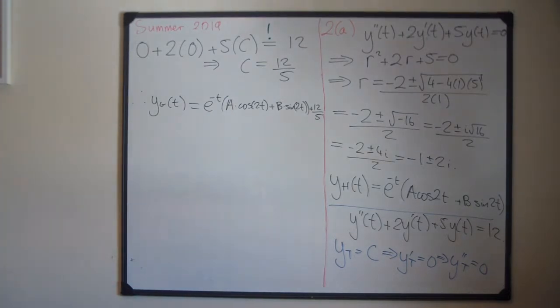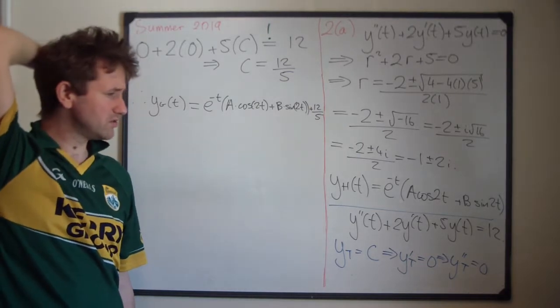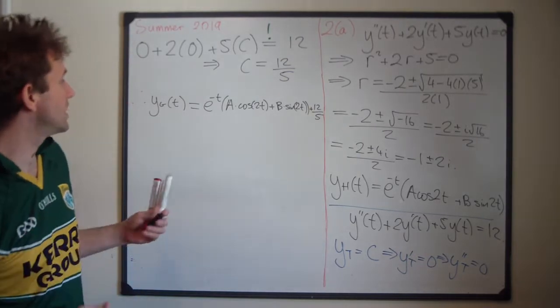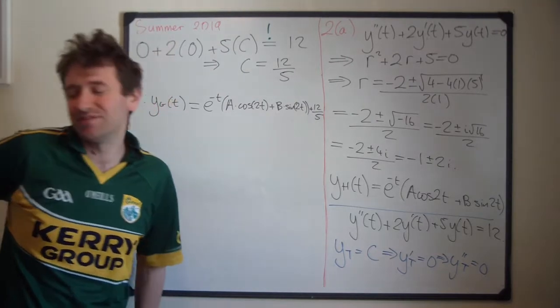And that's part A done. Have we answered the question I was asked? Find, using the method of undetermined coefficients, the general solution. I've found the general solution. Does the answer make sense? You can have a think about this.